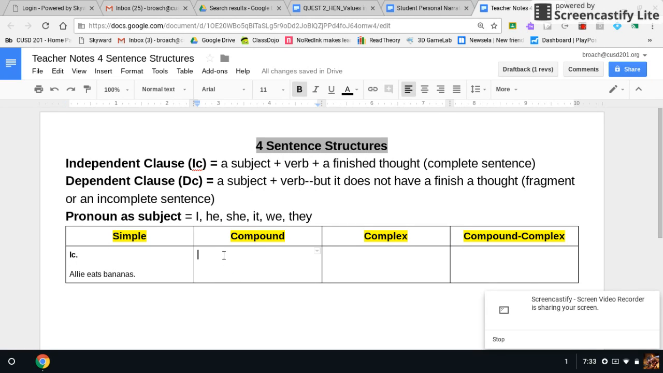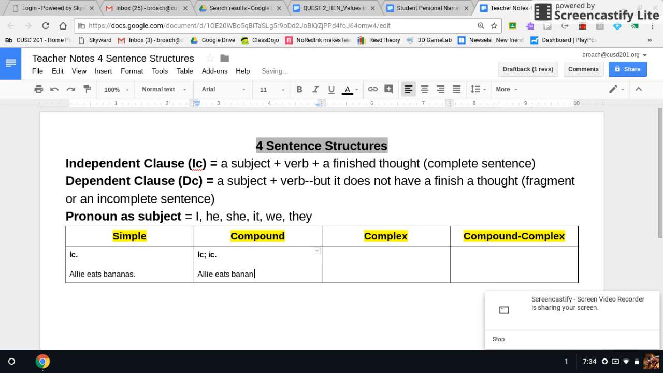Now, a compound sentence is going to be IC. So it's joining two independent clauses. So the trick is you want to join two independent clauses. Now, there are two ways to join them. One is with the semicolon. So IC, semicolon, IC. Notice I lowercase the second independent clause because they are one sentence all together. So you're joining two independent clauses. So here's what it looks like.